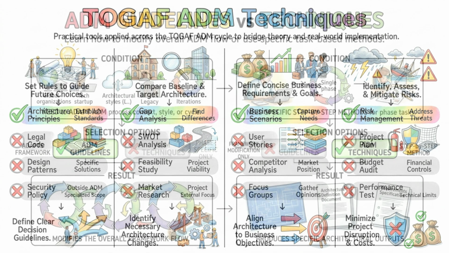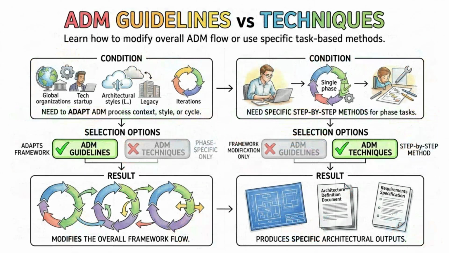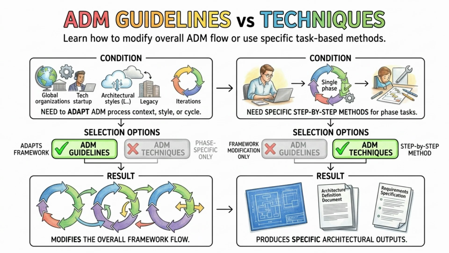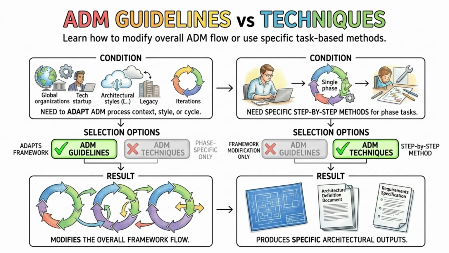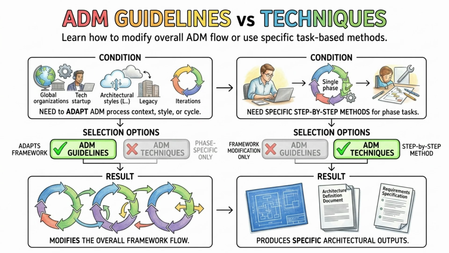Before exploring specific tools, it is important to understand the distinction between ADM guidelines and ADM techniques. Guidelines explain how to adapt the ADM process to accommodate different organizational contexts, architectural styles, or iteration cycles. Techniques provide specific, step-by-step methods used to accomplish tasks within individual ADM phases. The exam frequently tests your understanding of how guidelines modify the overall flow of the framework, while techniques help you produce specific architectural outputs.